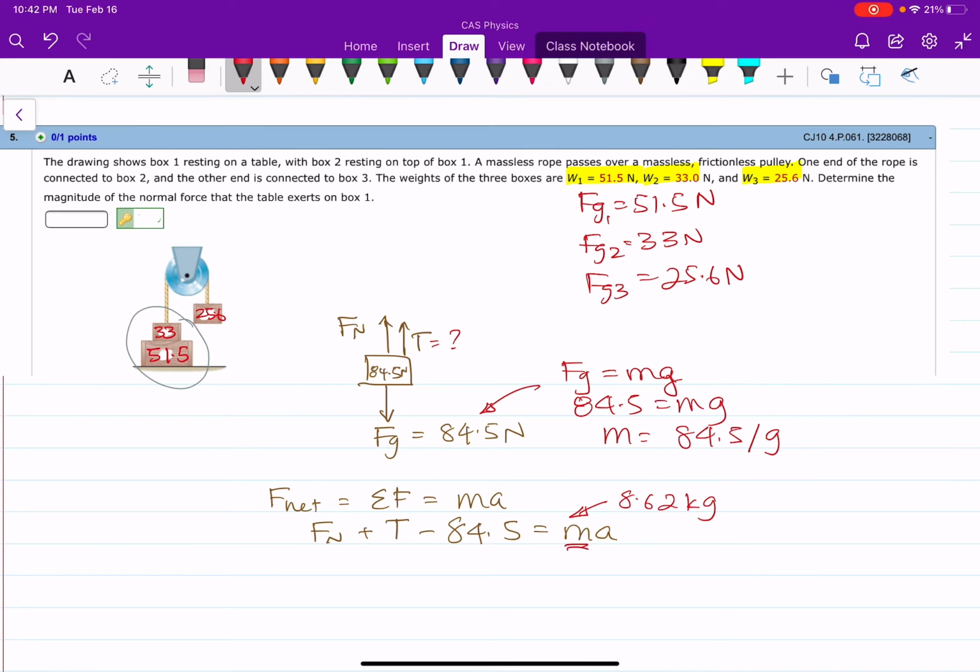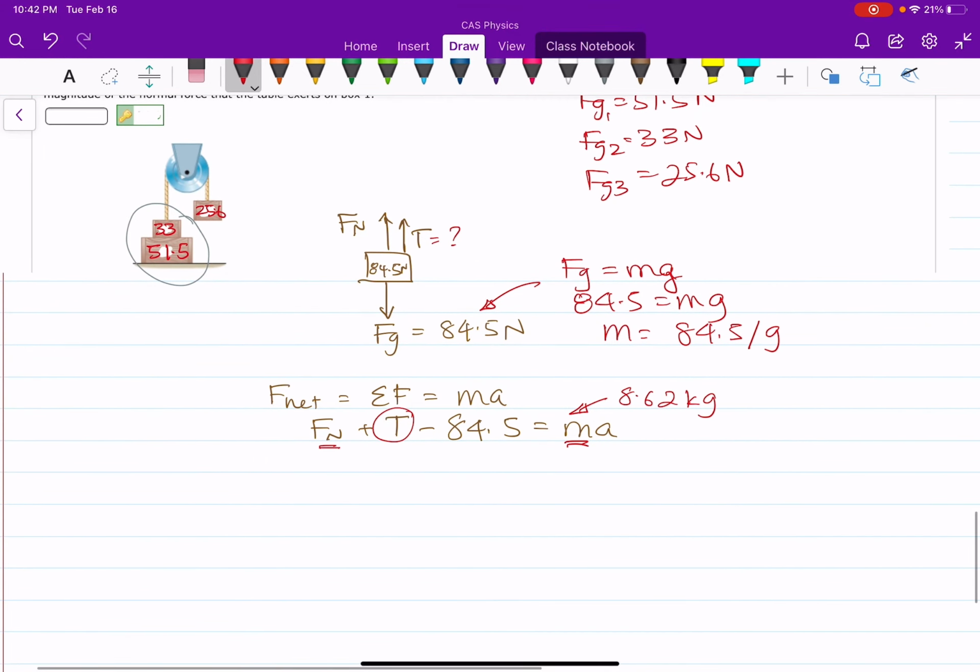All right, so in order to solve this problem, which is asking for the normal force, I need to first solve for tension. So I'm going to go to my second free body diagram, which is of the 25.6 newton block. And I can see that that same tension force is going to act on it. It's an action reaction, right? So the rope just conveys the tension. And then this is going to have the force of gravity, which I know is 25.6 newtons.